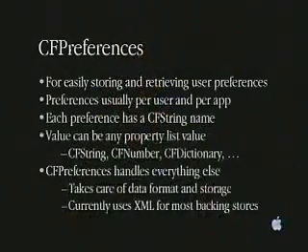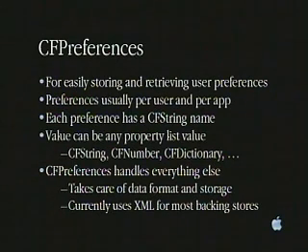And finally, CF preferences. This is our general facility for small, flexible application preference storage. And these preferences are usually both per user and per application, although there are other possibilities. And the way this works is that any particular preference is referred to by a name, which is just a CF string key. And the value of the preference can be any property list type, so it's very flexible.